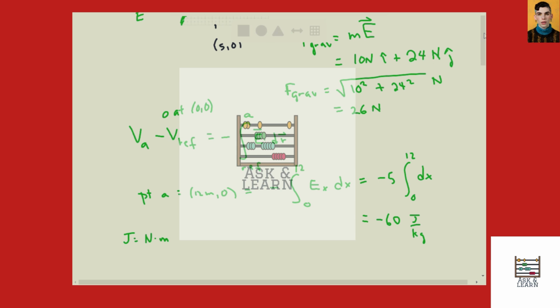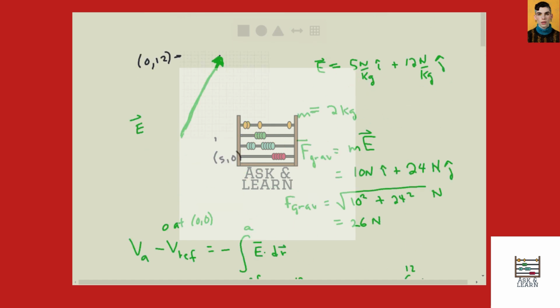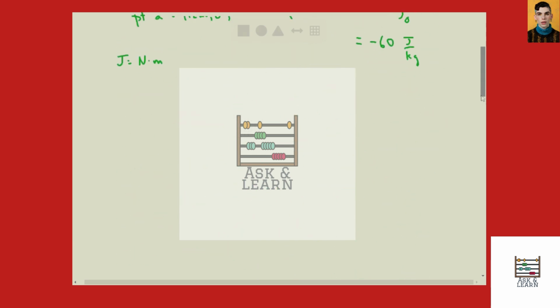And if we think about what we're doing to that particle, we're basically moving it in the x direction. And that is in a direction that goes with the gravitational field. And so that's kind of like dropping something in Earth's gravity. Yes, the potential will lower.